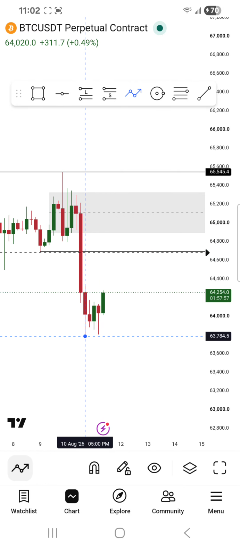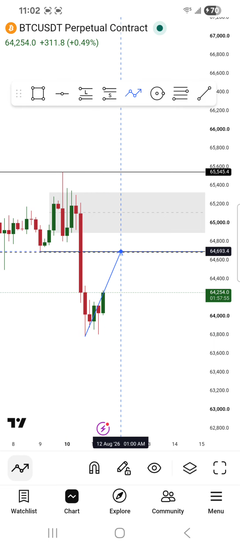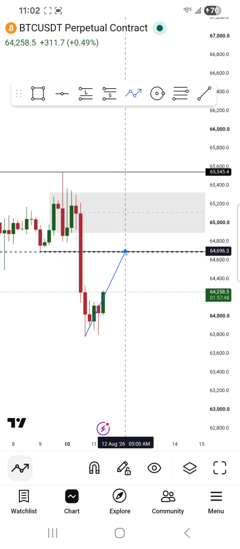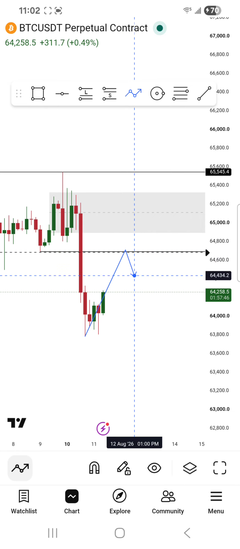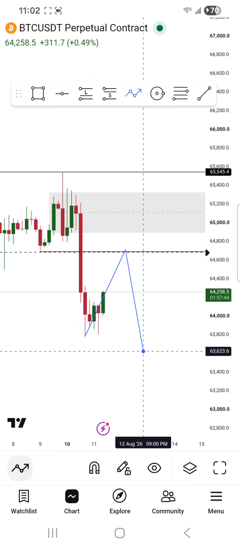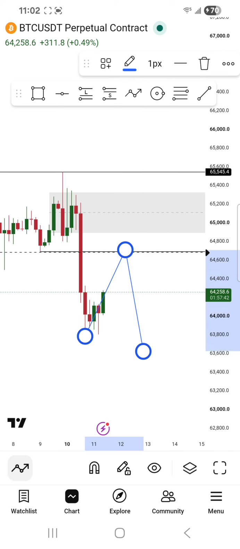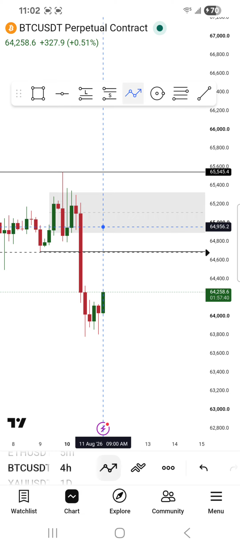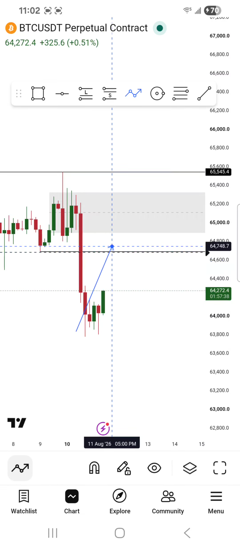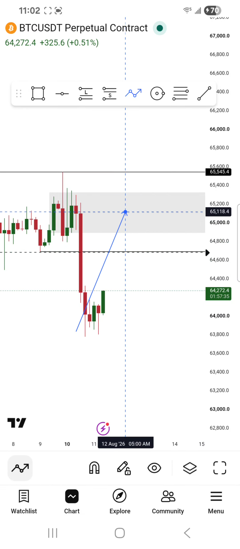You can see price is moving up, and then when price gets to this area, it is my point of interest. I want to see my confirmation pattern before taking the trade downward. All right, so we also have another point of interest, which is the order block. This is the order block.